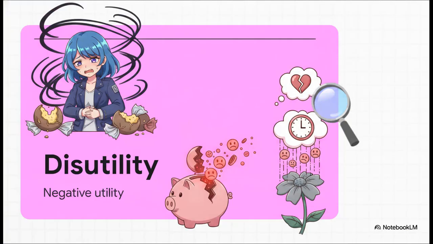And then there's disutility. This is, well, negative utility. It represents a bad experience, the physical discomfort, or just the pure regret of overconsumption. When a good stops giving you satisfaction and actually starts taking it away, you have officially crossed over into disutility.